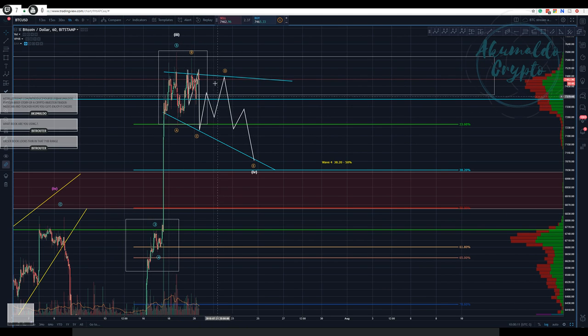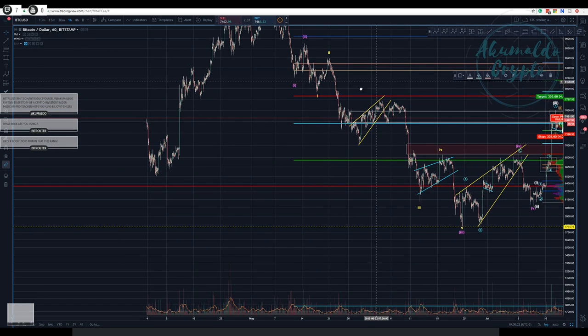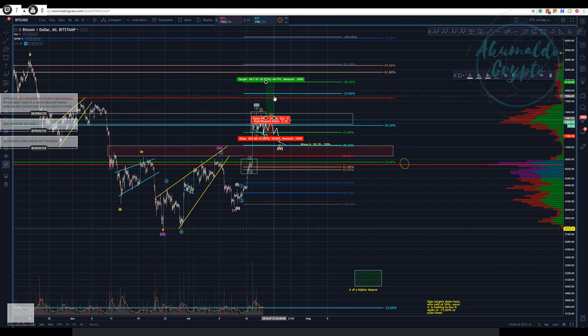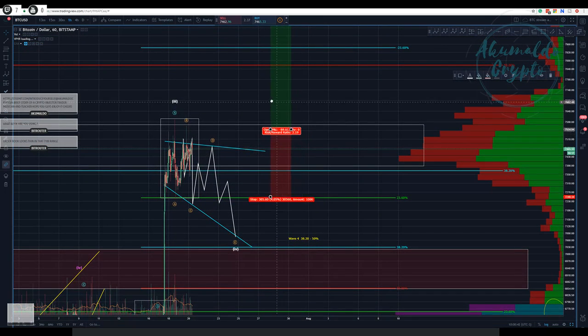You need to use your tools. If you are counting on a breakout here, let me zoom out, use your risk reward long here. Wait a second. If you think that's gonna break, let me give you guys a piece of advice: how I am gonna play this.